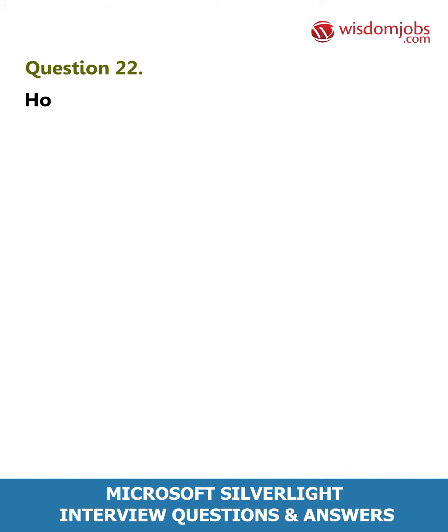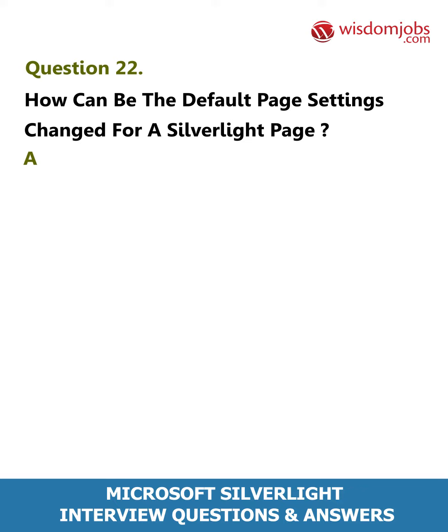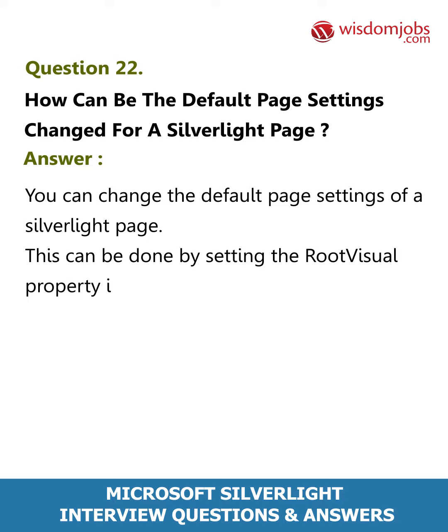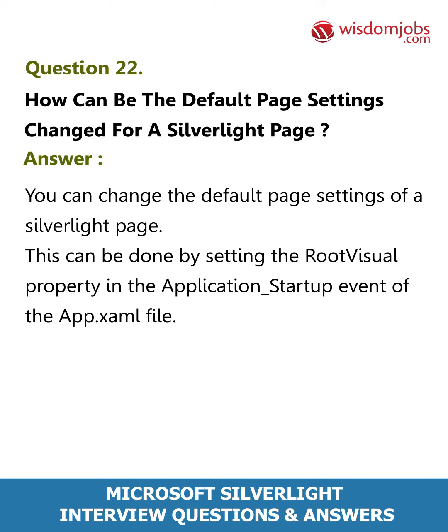Question 22. How can the default page settings be changed for a Silverlight page? Answer. You can change the default page settings of a Silverlight page. This can be done by setting the root visual property in the application startup event of the app XAML file.